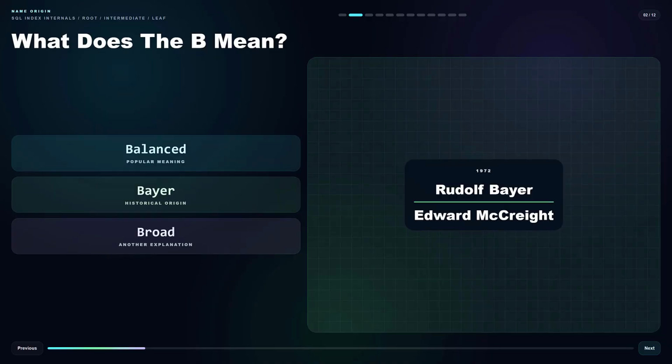Now, before we go deeper into the structure itself, there's one interesting question many developers ask. What does the B in B-tree actually mean? Interestingly, there is no officially agreed full form. Over time, different explanations became popular, including balanced tree, Bayer tree, and broad tree. But historically, the most accepted explanation is that the name came from Rudolf Bayer, one of the inventors of the data structure. B-trees were introduced in 1972 by Rudolf Bayer and Edward McCreight, and they were specifically designed for storage systems like databases and file systems where minimizing disk reads is extremely important.